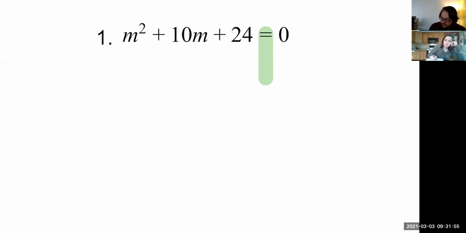So first off, I know it's a quadratic equation because it's an equation with the equal sign. It's quadratic because the highest exponent on the variable is a 2. So I know that I need to use those steps. Step 1 is to move all the terms to one side accordingly to set the equation equal to 0. Is there anything we need to do here to accomplish that task?